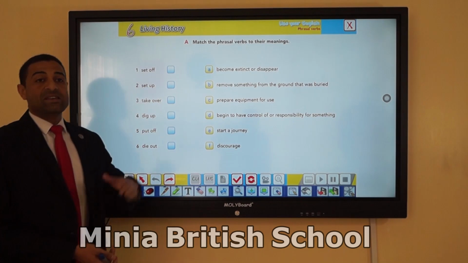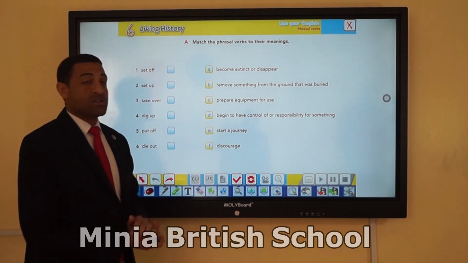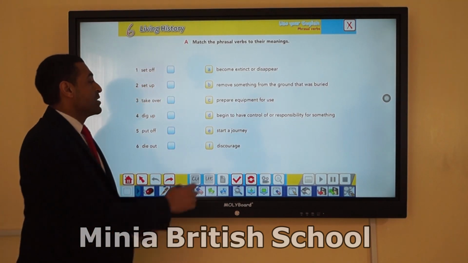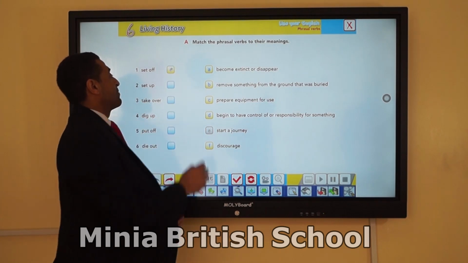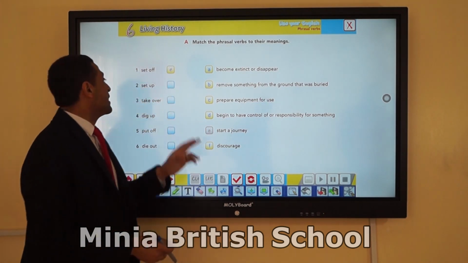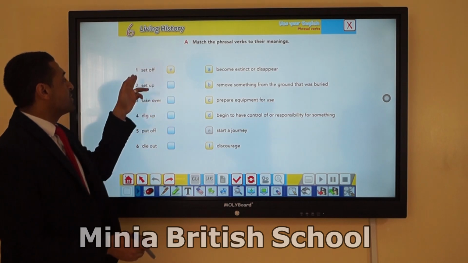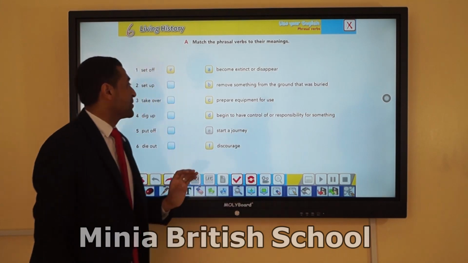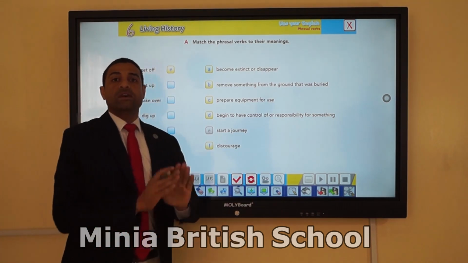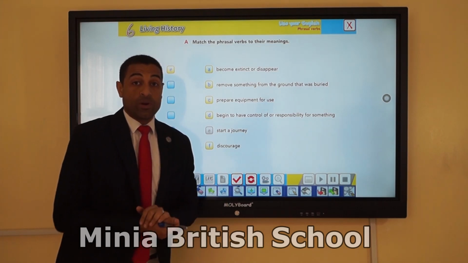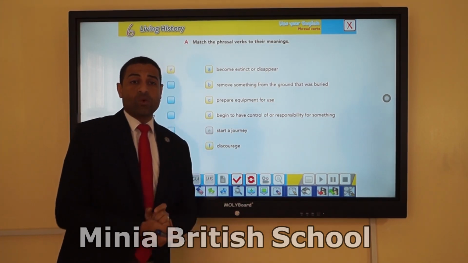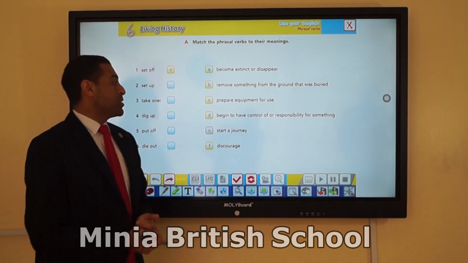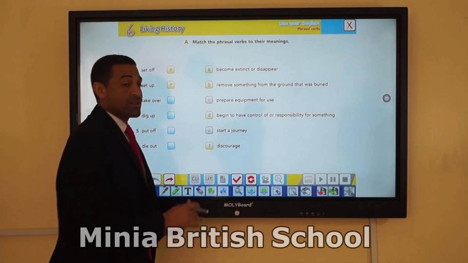The first one is set off. Let's think. What does it mean, set off? Set off means to start a journey. Set up. Oh, it's the same verb, set. But the preposition here is different, so the meaning will be different. Set up means to prepare something to use. And you can find this one regularly used when we say, I will set up a program on my computer. So here, prepare something to use.